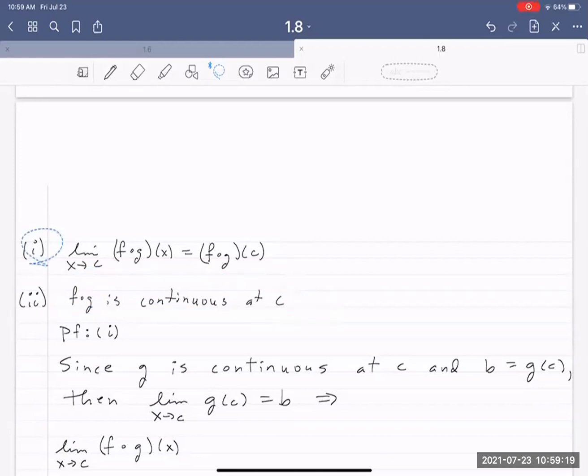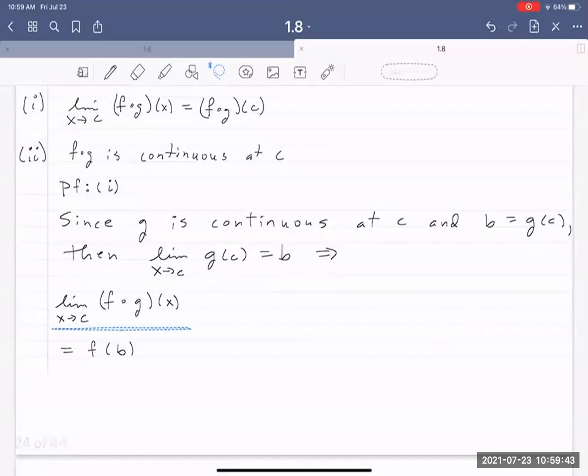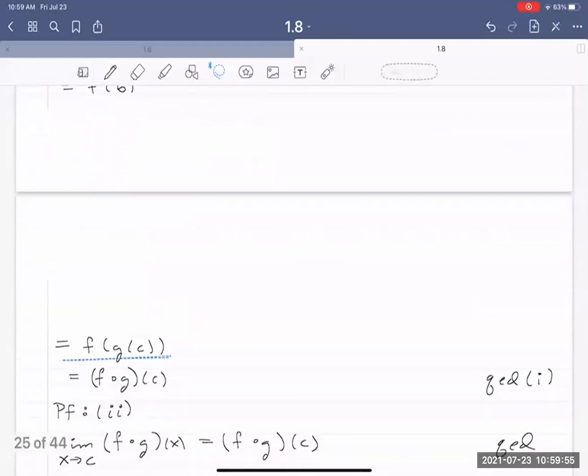So let's try to prove the first one. Since g is continuous at c, and since b is equal to g of c, then the limit as x approaches c of g of x equaling b implies that the limit as x approaches c of f composed with g at x is equal to f at b, which is equal to f evaluated at g of c, which is just f composed with g at c.